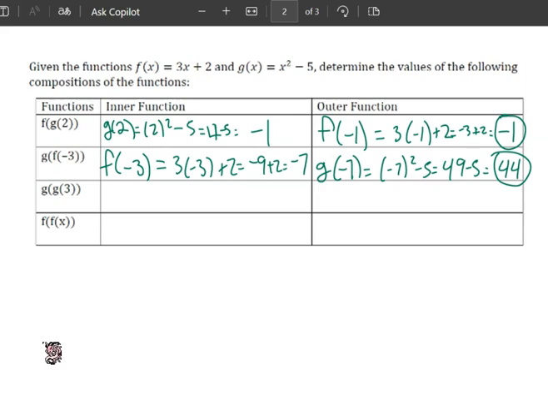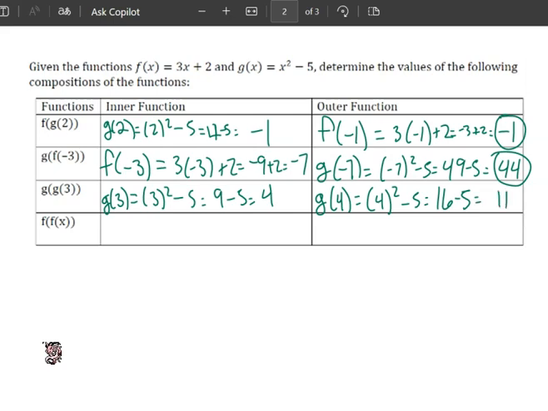g of g of 3, we're going to use the g formula twice on this one. It's an iteration. We'll find g of 3 first, which gives you 4. And then now we're going to find g of 4. And that gives you 11.